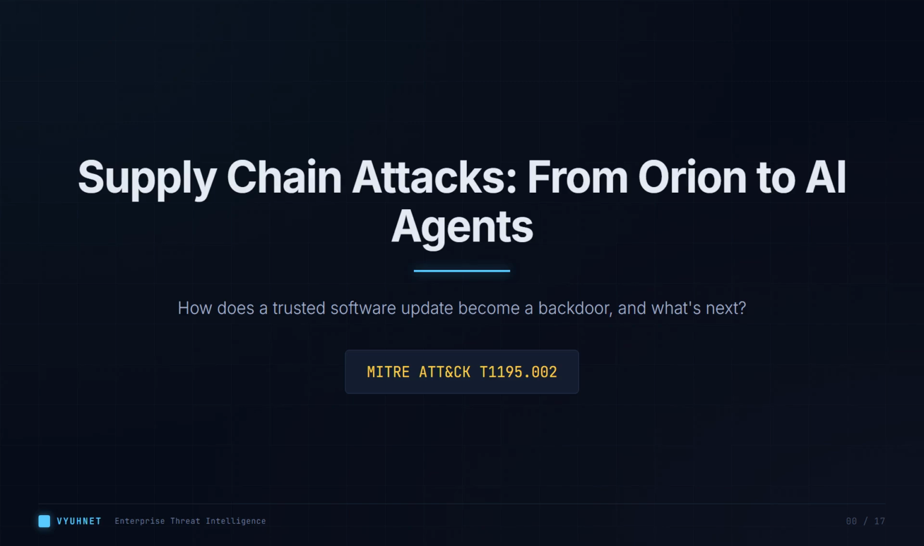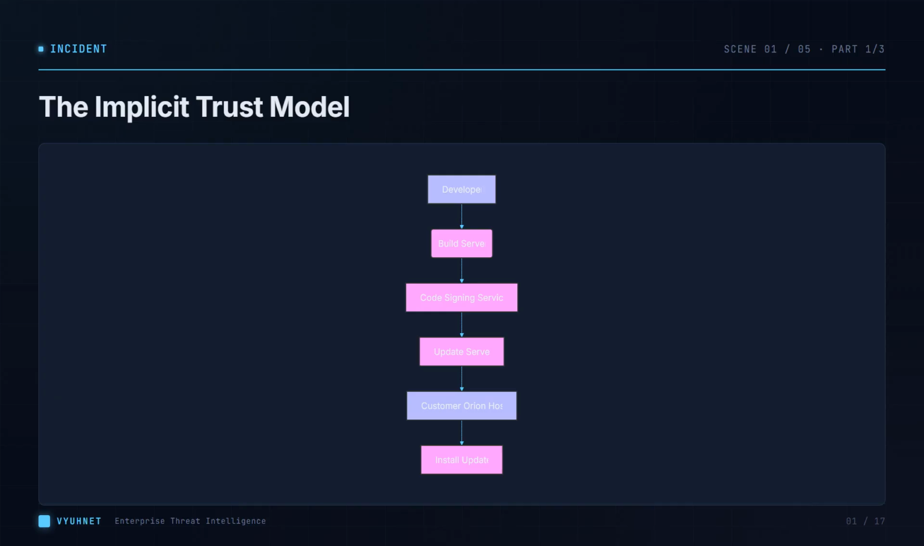Supply chain attacks, from Orion to AI agents. How does a trusted software update become a backdoor, and what's next? MITRE ATT&CK T1195.002. Before SolarWinds, many organizations operated on an implicit trust model.